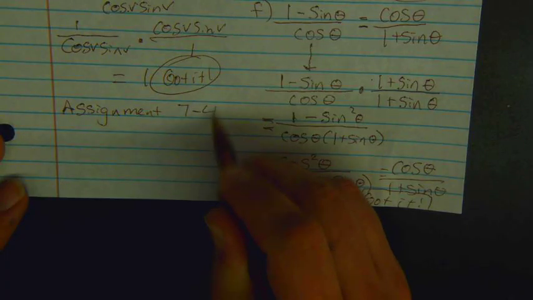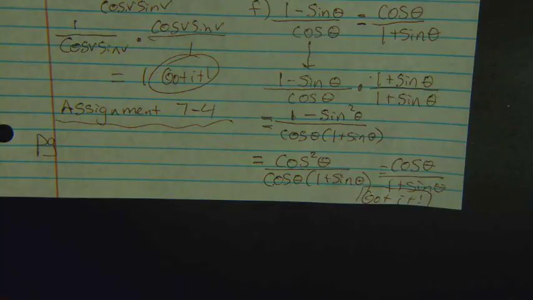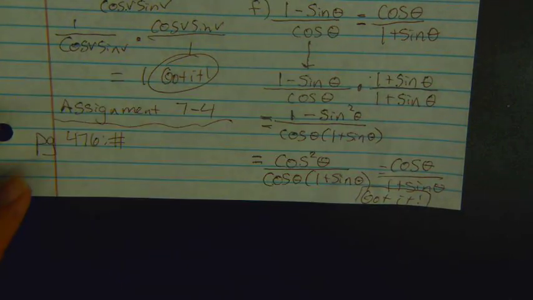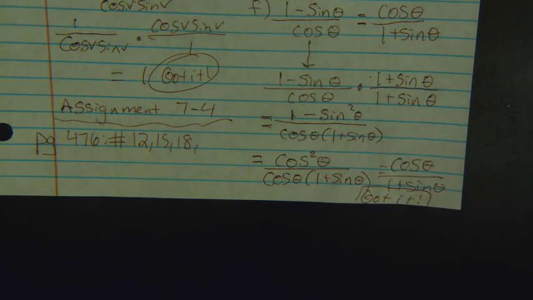What is this for? Okay, so we're going to do page 476, numbers. What were the first three that I put on there? Does anybody have it? 12, 15, and what? 18. So you're doing 12, 15, and 18.